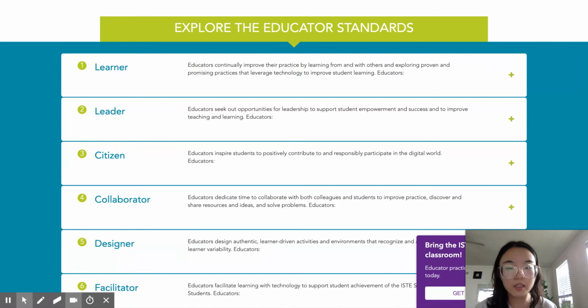For the ISTE standards, here are the things like explore the educator standards as a learner, because educators also need to learn from others. As a leader, educators seek opportunity for leadership to support student empowerment and to improve teaching and learning. It sounds like educators need to find the opportunity to help their students, not just give them tasks and ask them to finish it. And then the most important thing is the digital learning environment. How the educator provides that to the students.